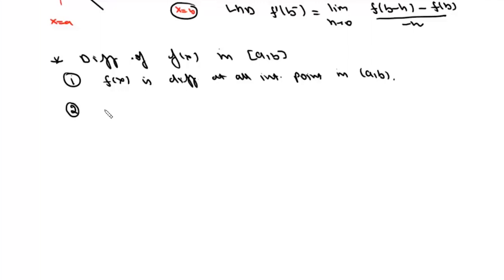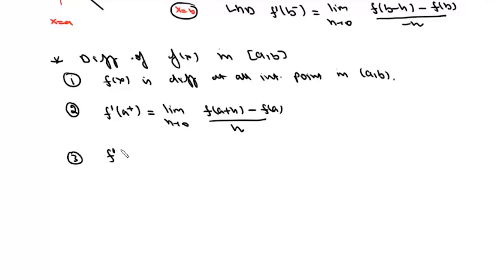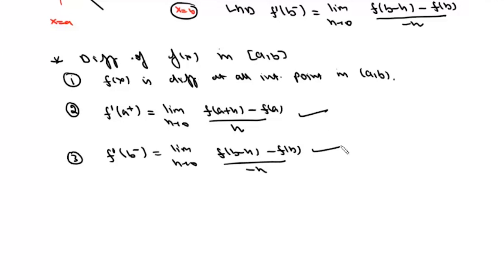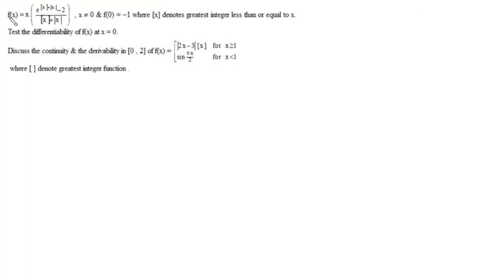That is, this limit f'(a+), which is limit h tends to 0 of (f(a+h) - f(a))/(+h), and this left hand derivative at b, which is limit h tends to 0 of (f(b-h) - f(b))/(-h), they exist at the endpoints. Now here we have two questions.